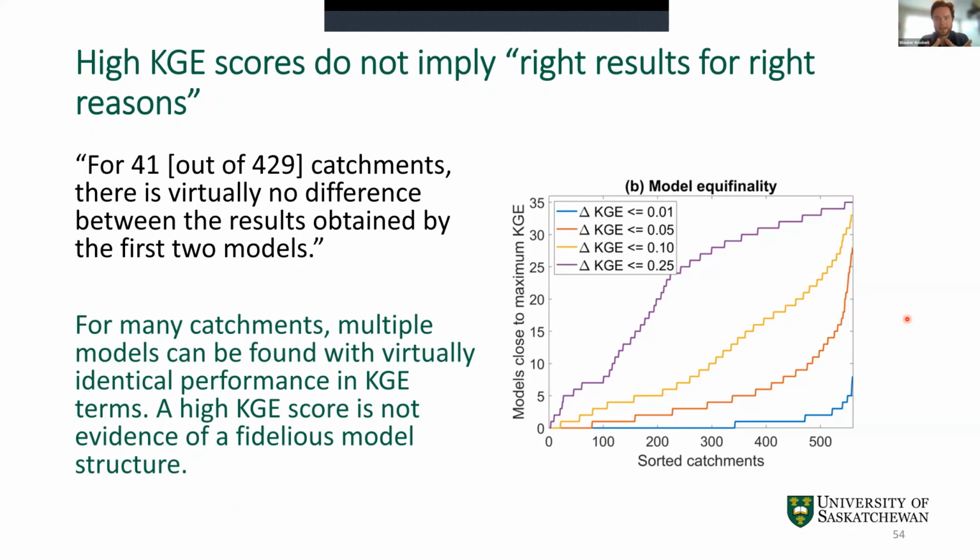These results imply that that might not be the case, because there could be many other models out there that achieve similar scores while being structurally very different. So a high KGE score is not evidence of a faithful model structure, in the sense that the model does not necessarily faithfully represent the dominant hydrological processes. You do not get that information from just looking at NSE and KGE scores alone.